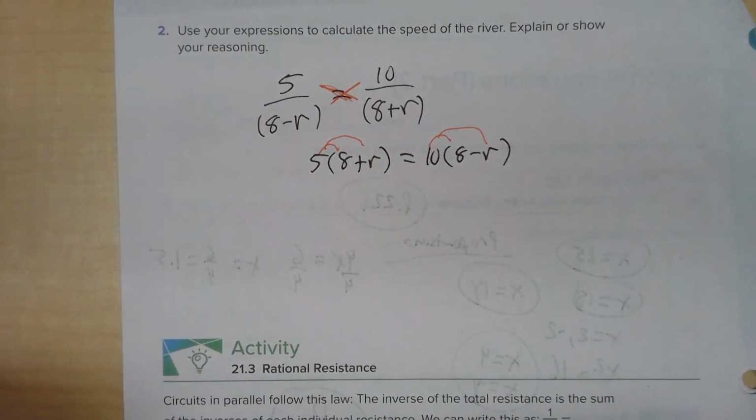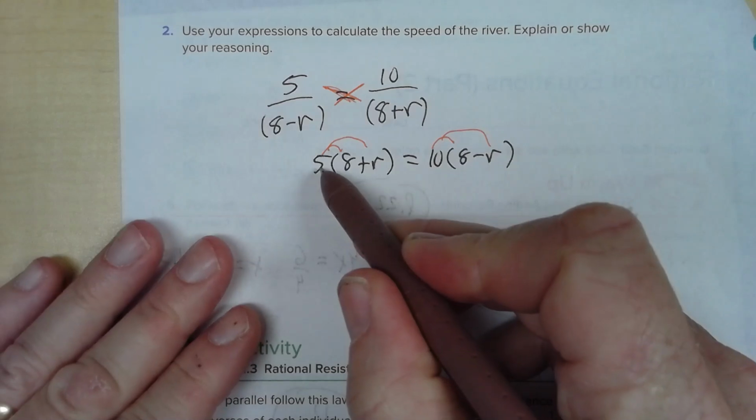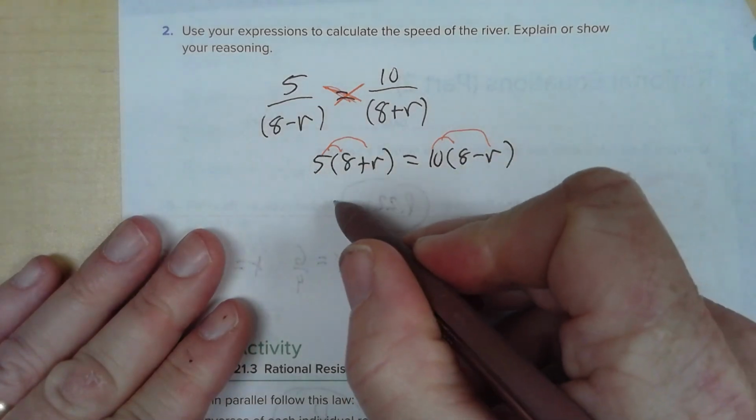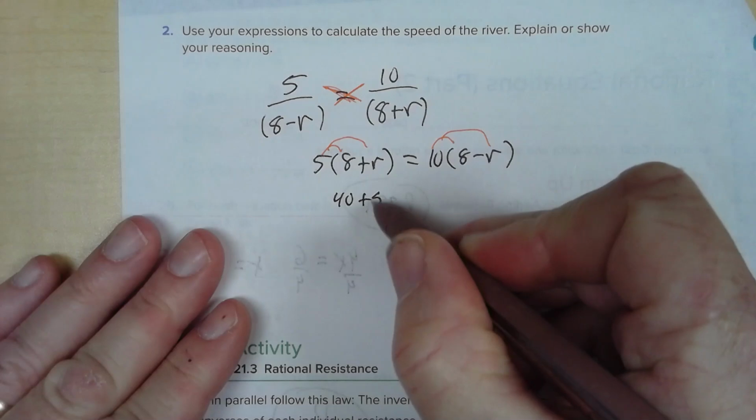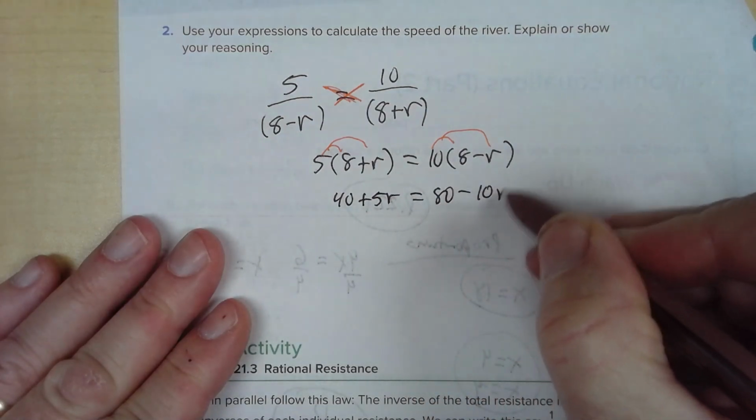Let's see if you can find R without me. Give it the old Harvard try. See if you can get R without me. So distribute. 5 times the 8 is 40 plus 5R is equal to 80 minus 10R.